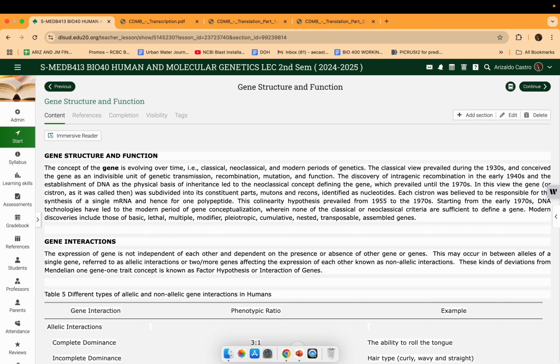The classical view of the term gene, which prevailed from the early 1900s until the 1930s, considered it an indivisible unit that is responsible for the transmission of traits from the parent to the progeny, as well as the recombination of these traits, as there were observations where the progeny possesses characteristics that are midway between the traits of the parents.